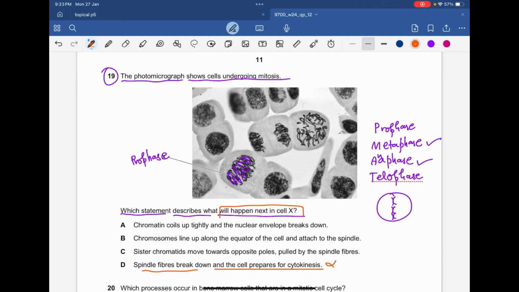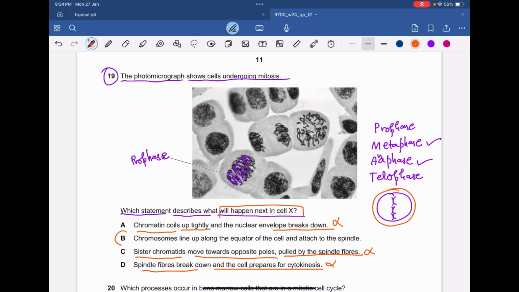Let's now look at option C. It says that sister chromatids move towards the opposite poles pulled by the spindle fibers. No, first of all they will align at the center as in the metaphase, right? And then in the anaphase they will be pulled by the spindle. Chromatin coils up tightly and the nuclear envelope breaks down. We cannot see a nuclear envelope over here, which means that the nuclear envelope has already broken down. So this cannot be the correct answer.